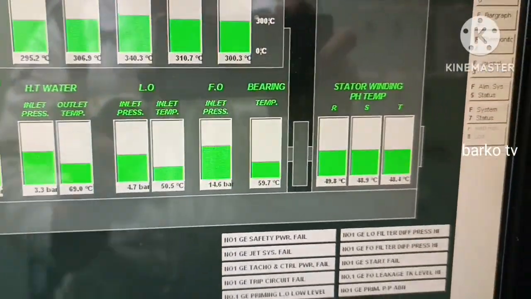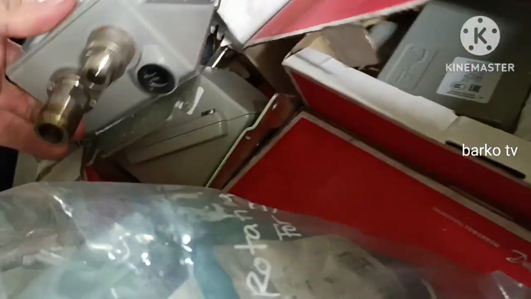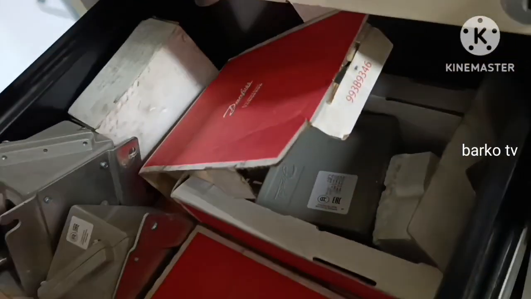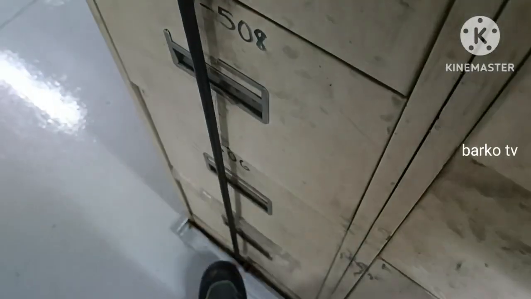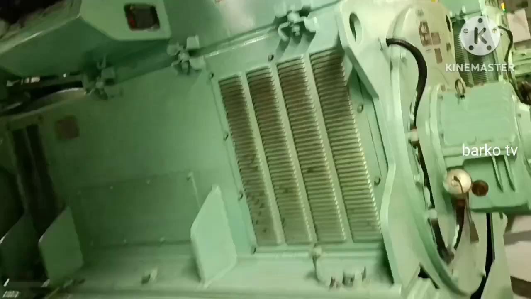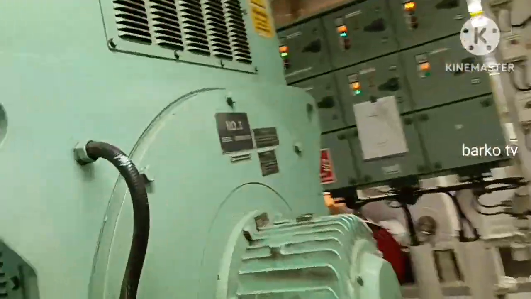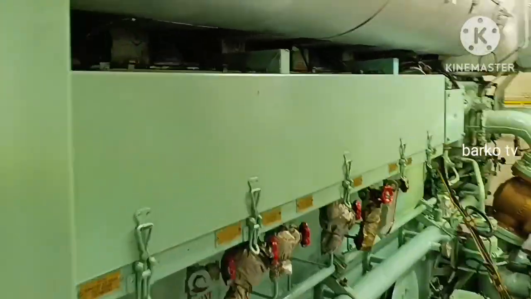Then go to the generator. As you can see, a lot of pressure transmitters are used, but it is good. The new one I already keep, and I'll put back the old one because that is good. All you need is just to check this one.